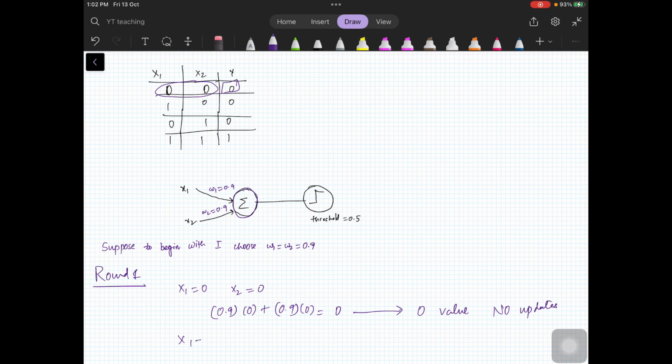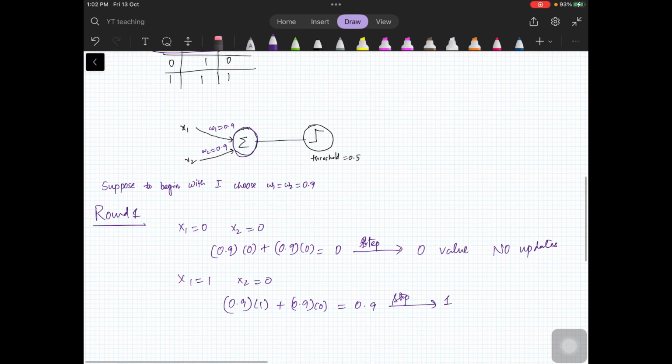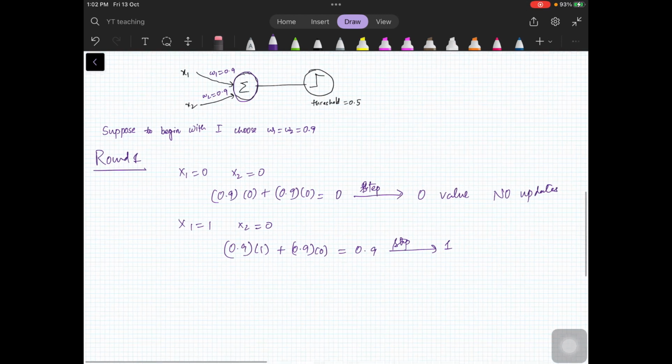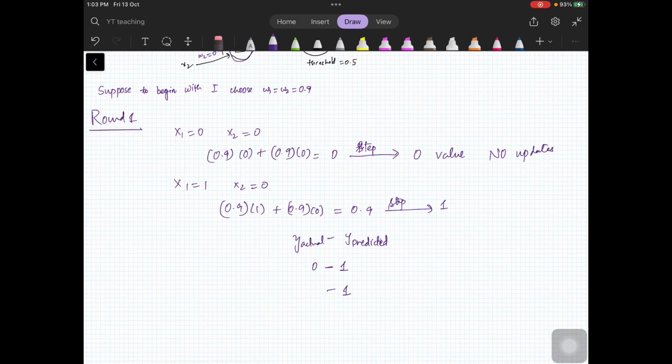And then for x1 is equal to 1 and x2 is equal to 0, that is your second instance, what will be the values? 0.9 into 1 plus 0.9 into 0, and that would be 0.9, and then the step function will give you 1, but we were expecting 0 output. So we have y actual minus y predicted. Actual we were expecting 0 and predicted is 1, so that's -1. So now we have to update our weights.